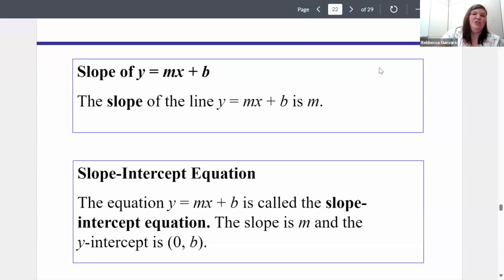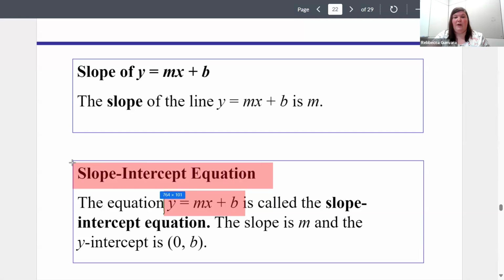Okay, so still going on with slope here. So slope of y equals mx plus b. We'd already talked about this, but the sign of that line is going to be b. We had already said this, that particular line, let me get my highlighter instead. There we go. We said that this form here was called your slope-intercept equation. I've also heard it referred to as slope-intercept form.